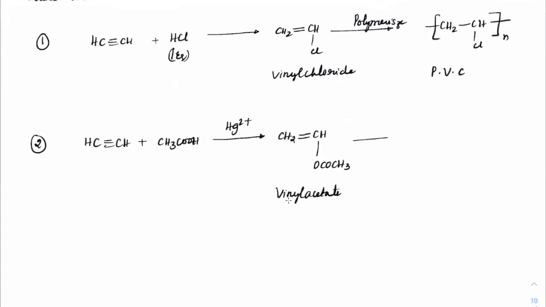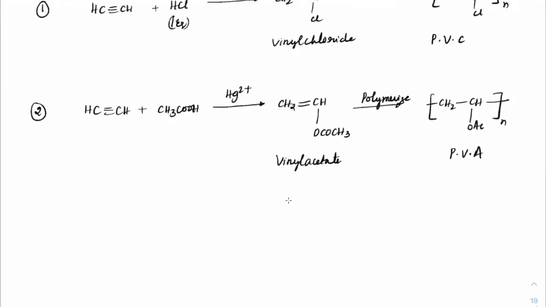Got it. On polymerization, we will get this as CH2, CH, OAc, n times. So this gets polymerized to give PVA, polyvinyl acetate. A very important ingredient again in the plastic industry.